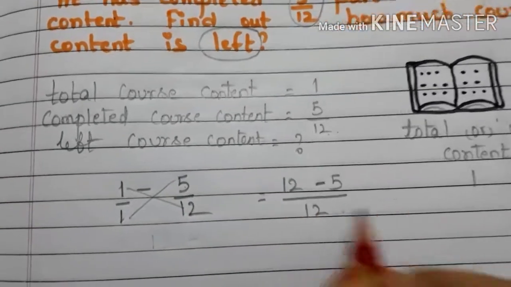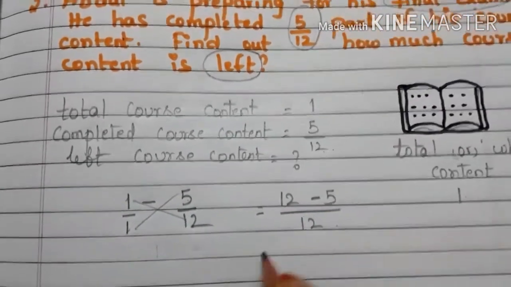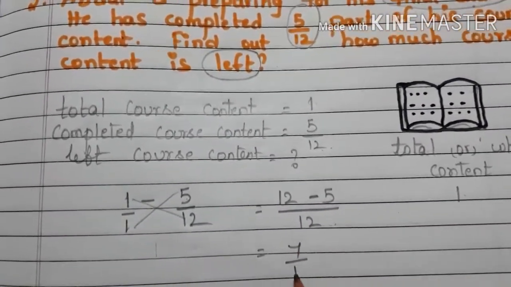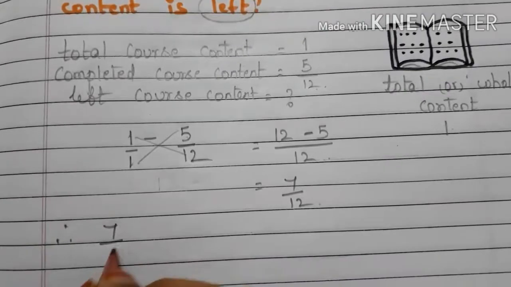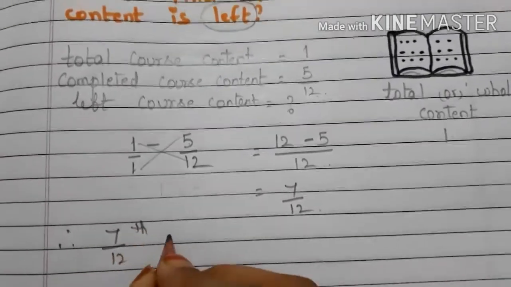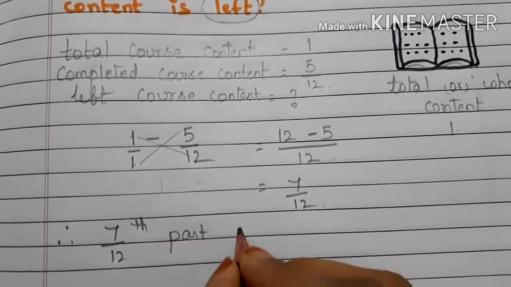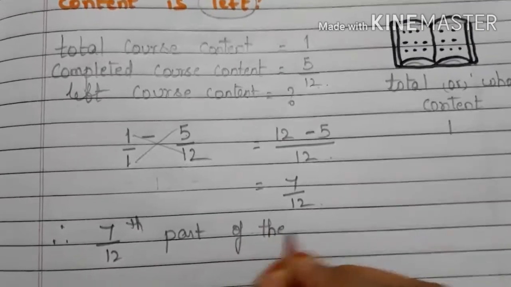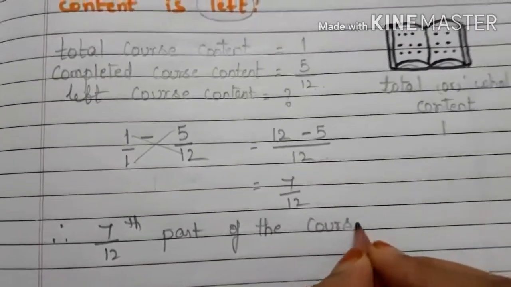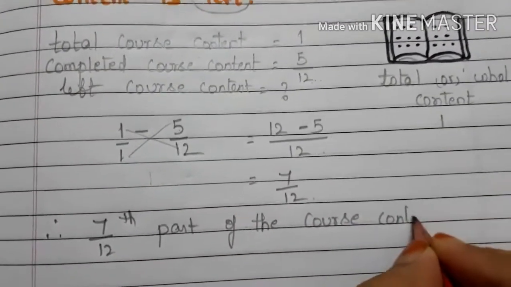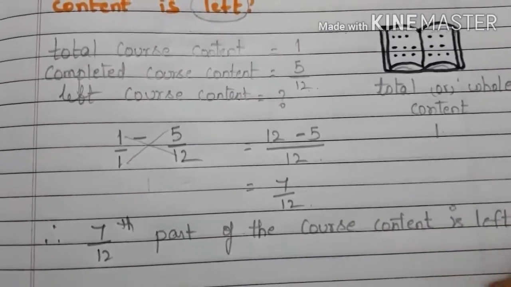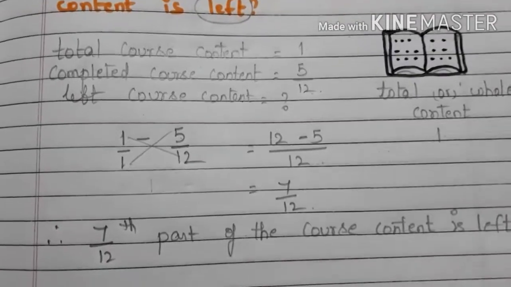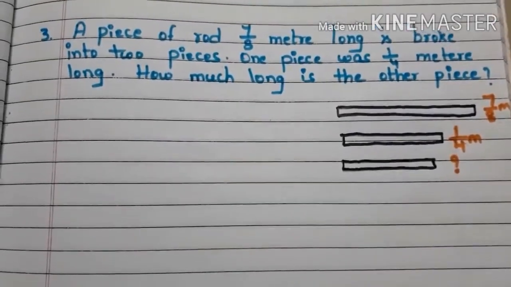12. Okay, 12 minus 5 is how much? 7 by 12. So, therefore, right here, 7 by 12th part of the course content is left. Okay. Now let us go to third problem.